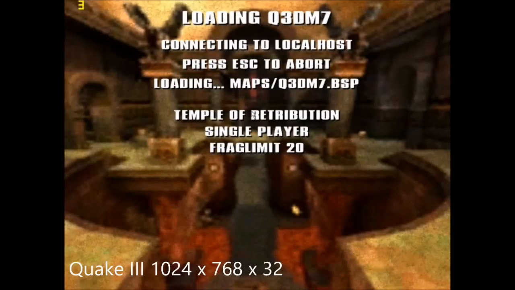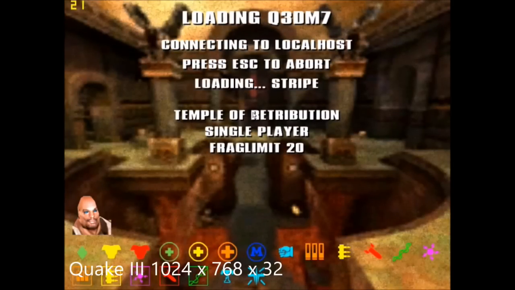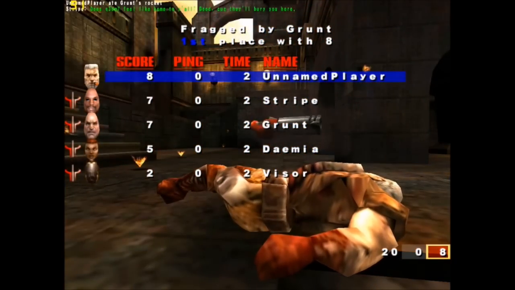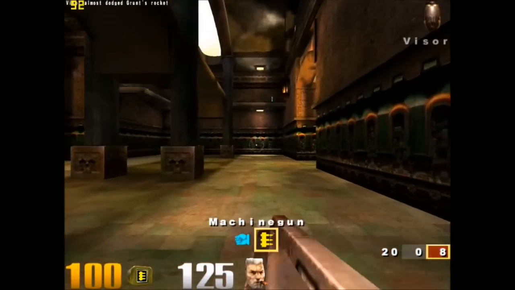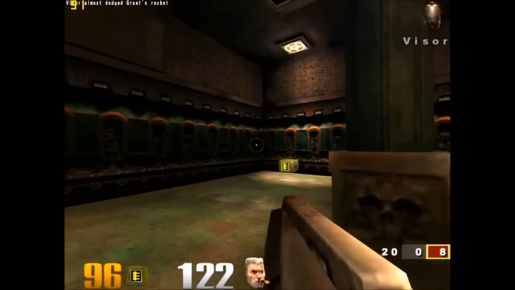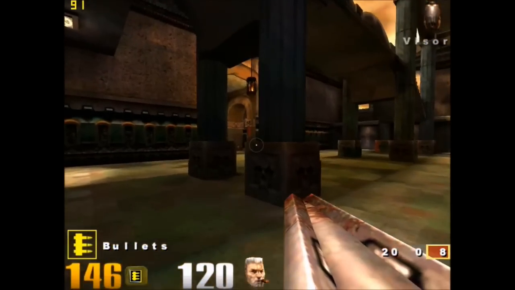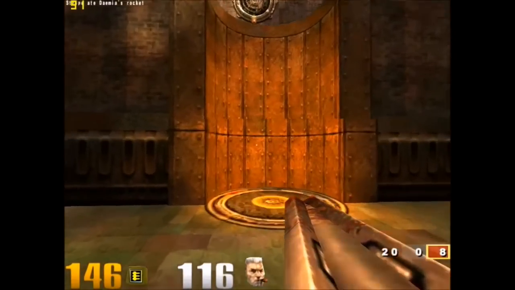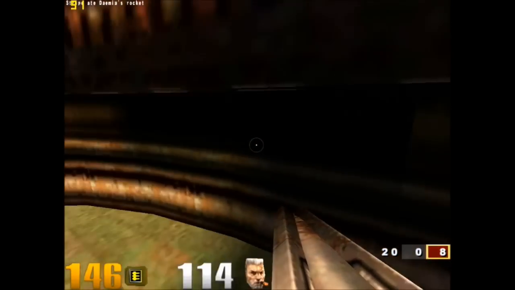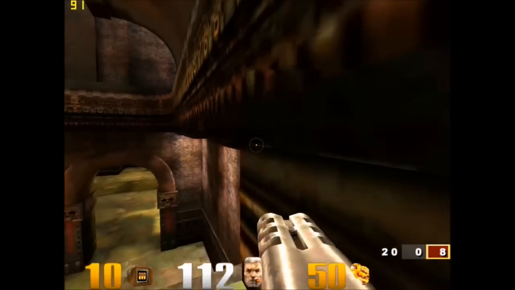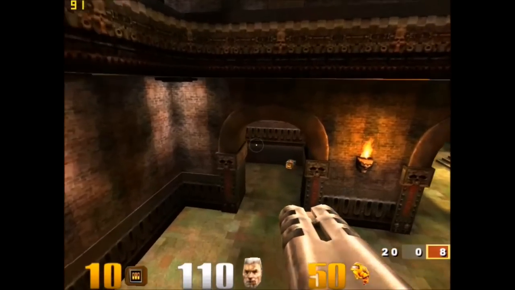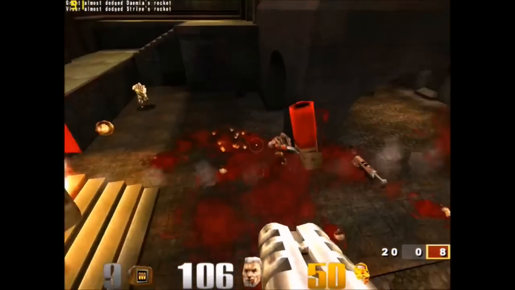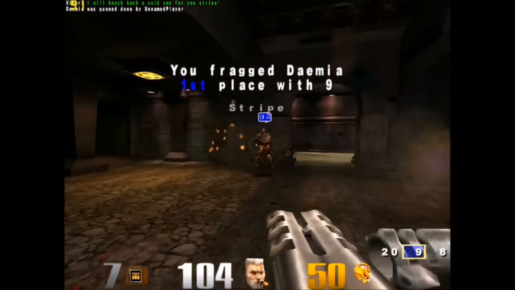Alright, so this is Quake III now, and I am running this one at 1024 by 768 with 32-bit color because this machine just tears this game up. I was getting 91 FPS consistently at 800 by 600 by 32, so I decided, hey, I'll try it at the higher resolution, and it's pretty much the same performance here. Even at the higher resolution, this machine just tears up this game.